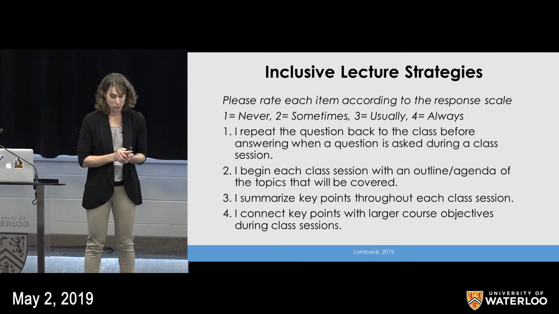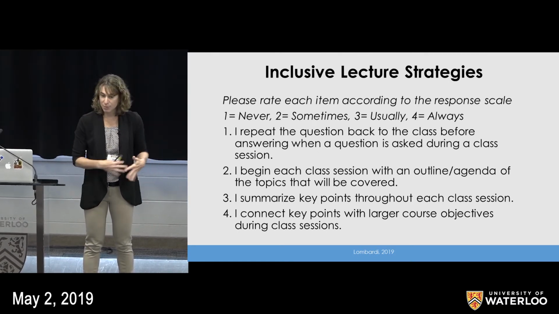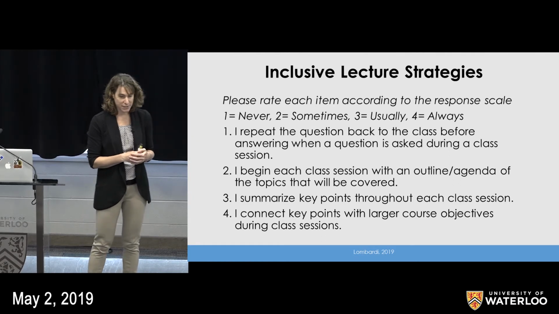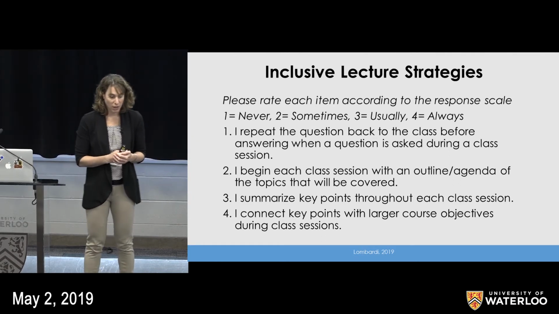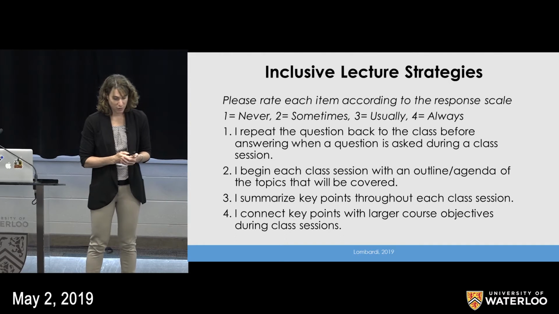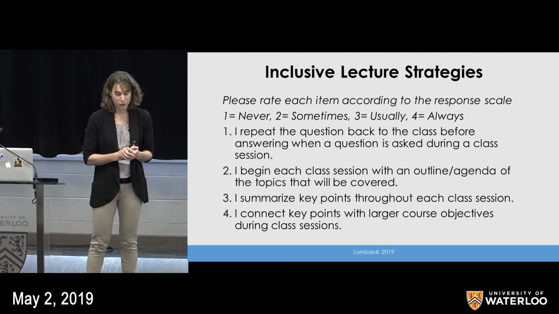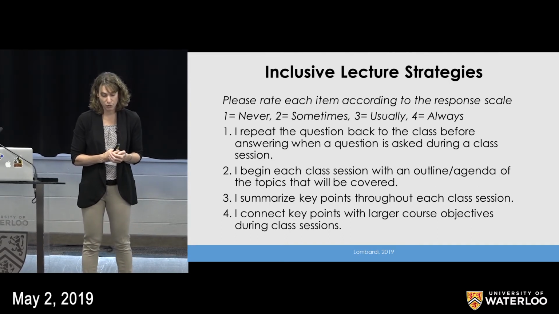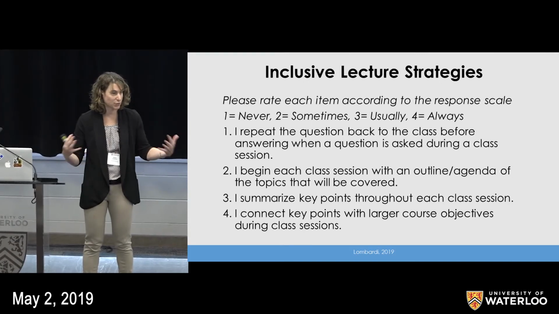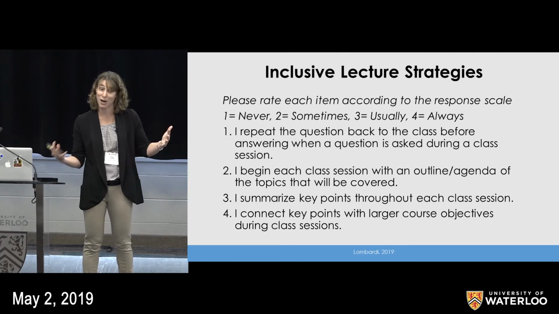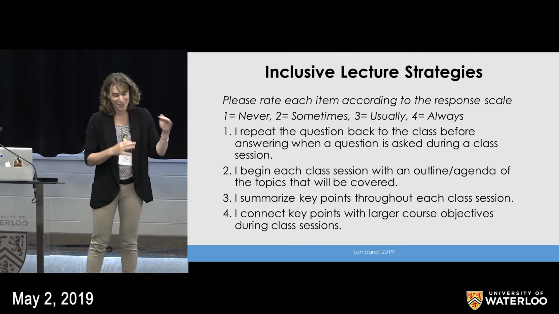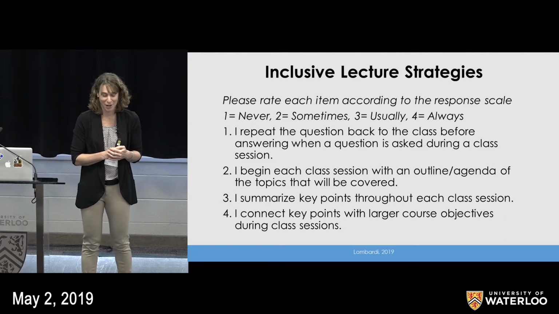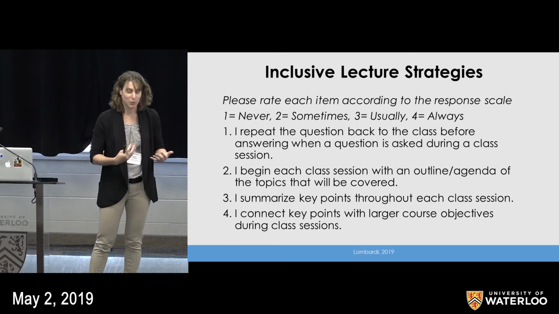Okay, so first we're going to talk about inclusive lecture strategies. So again, just get a piece of paper out or a device that you can record on, and we're going to use a scale. So 1 would equal never, 2 equals sometimes, 3 equals usually, and 4 equals always. And so this is like, I do this. You're just rating yourself on how often you do these things, and also how awesome you do them. No, how often you do these things. This is really how frequently do you do this?